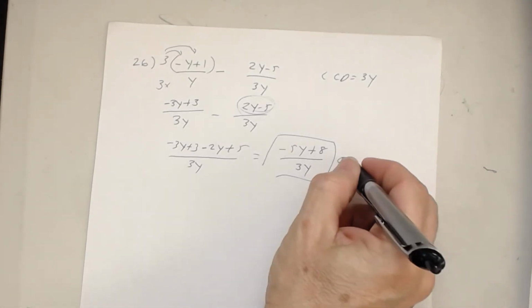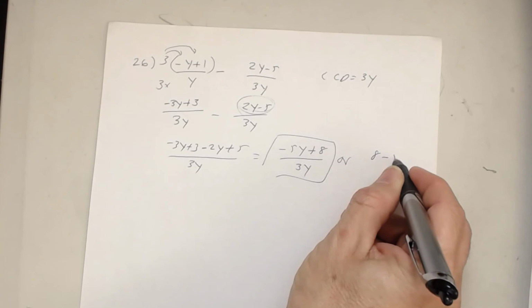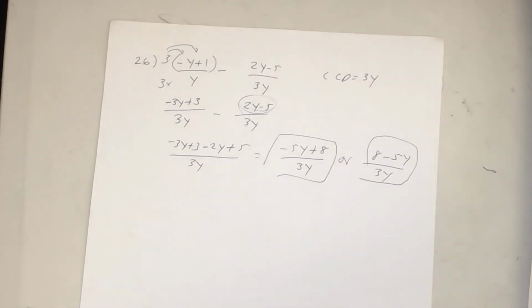Now, someone else could have written it like this, though. Instead of saying negative 5y plus 8, they could have said 8 minus what? 5y divided by 3y. It does not matter. That does not matter at all.